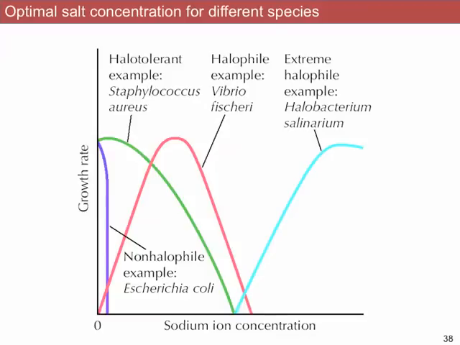So this is how you define what an extremophile is for different types of growth conditions. As you increase the sodium ion concentration, even the halotolerant organisms and halophiles have their growth rate drop too. So when you say halotolerant, when you get to that sodium ion concentration, do they die too? Do they stop growing?